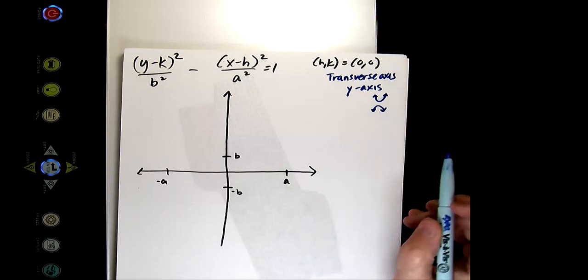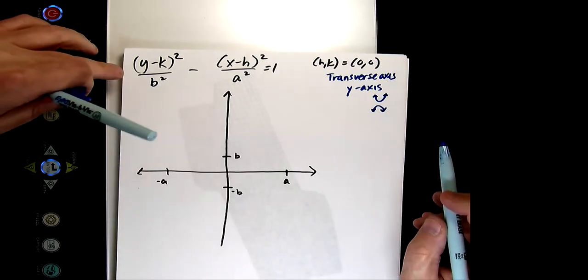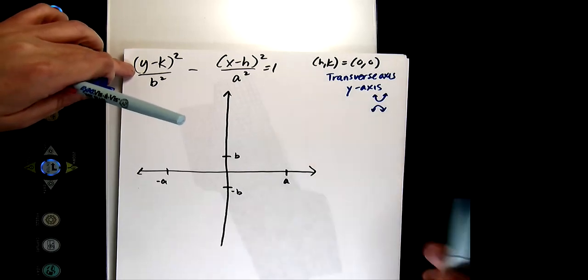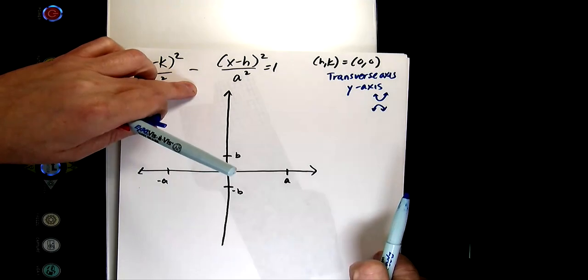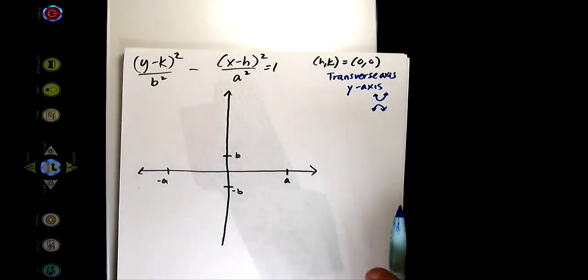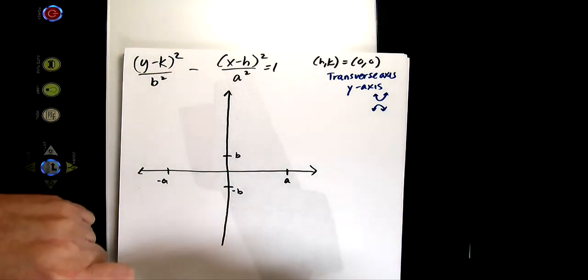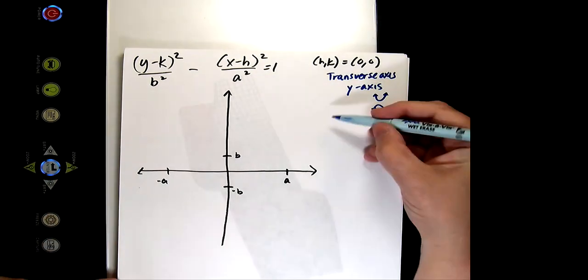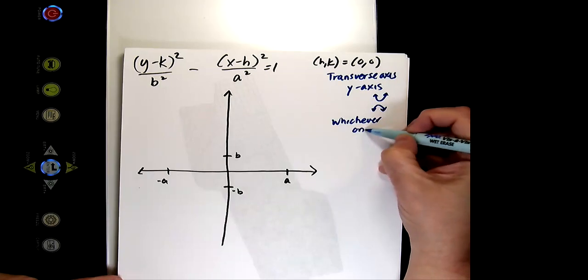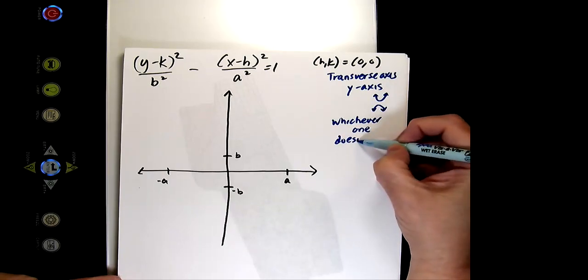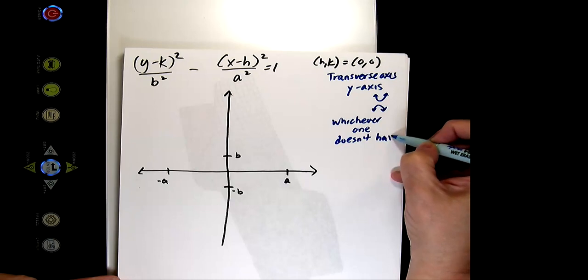We know that it's the y-axis because the y variable is the positive one, yes. Whichever one doesn't have the negative sign in front of it.